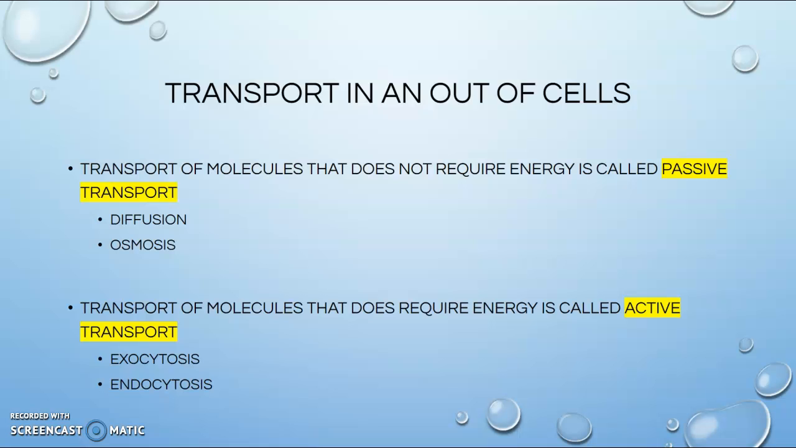Active transport does require energy, and that's when we need to transport a molecule that is larger, such as a sugar molecule or a protein molecule. And the 2 examples of that are exocytosis, where you're getting it out of the cell, and endocytosis, where you're bringing it in. All you need to remember is that active transport does require energy.